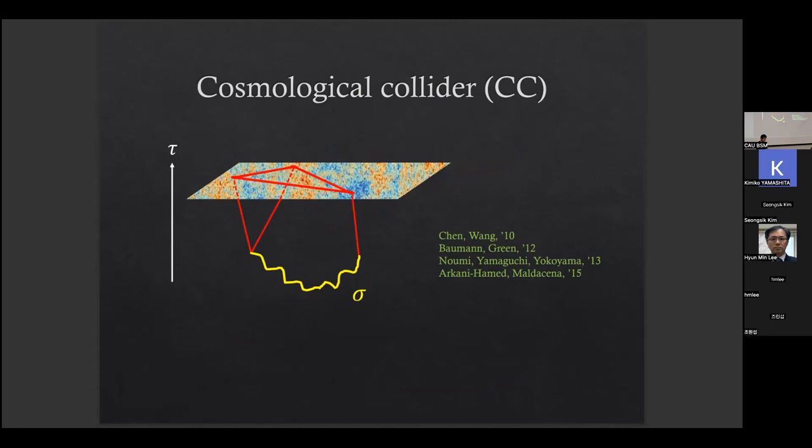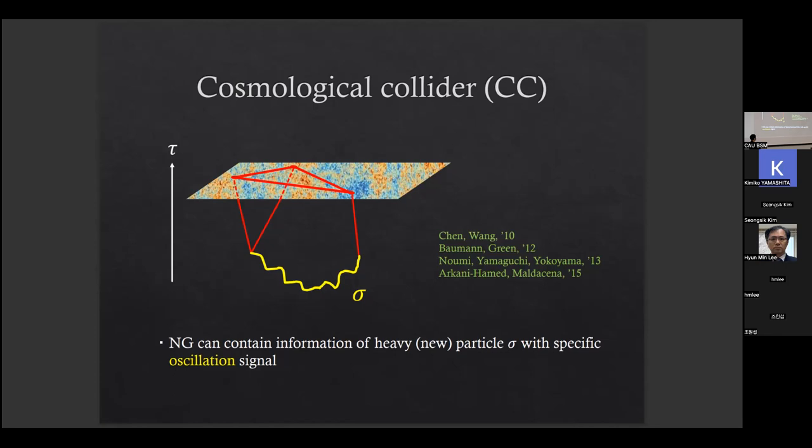More specifically, in this case, non-Gaussianity can contain the information of the heavy particle, which may possibly be a new particle. Here I denote it sigma, with a specific oscillation signal. So in the momentum space, as I will show you later, this kind of non-Gaussianity has a specific momentum dependence, which is characterized by the oscillation. And also the mass of the detectable particle can be the Hubble scale during inflation. Of course, this value depends on the inflation models, but it can be as large as 10 to 13 GeV at the most. So this scale is much, much higher than the energy scale of terrestrial experiments. That's why we may be able to search for very, very high energy physics based on this kind of discussion.